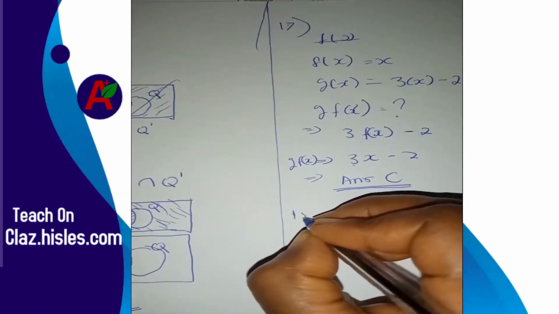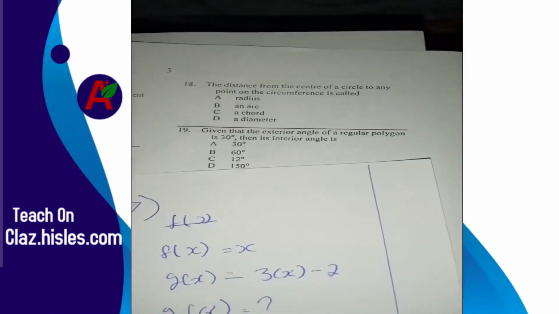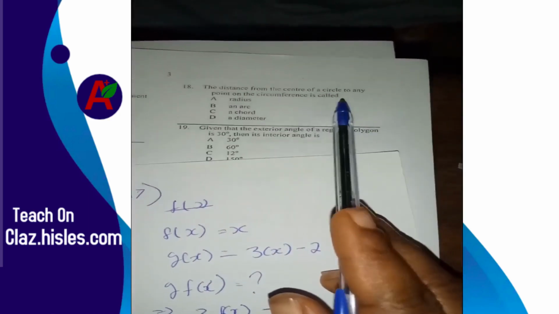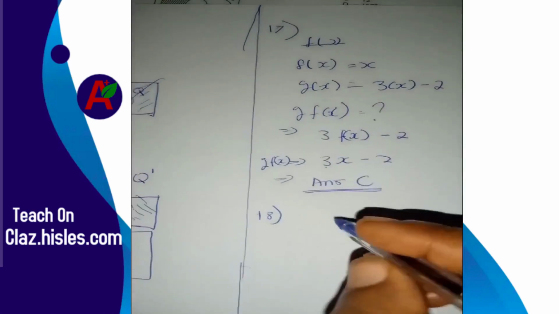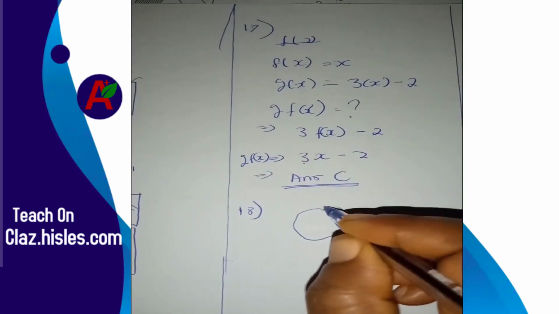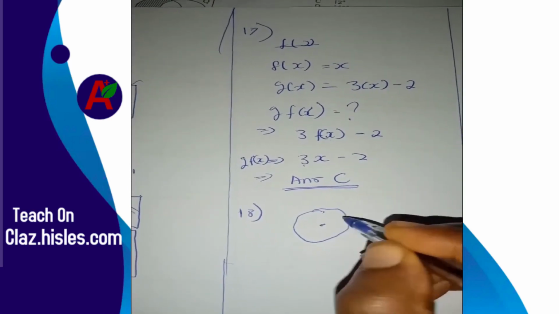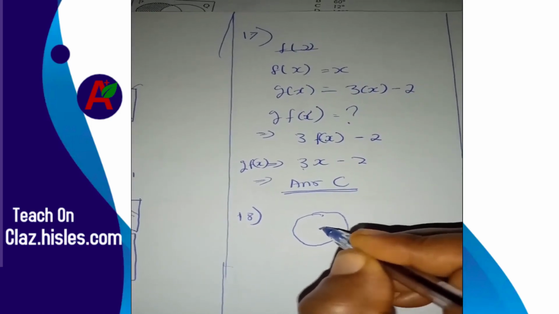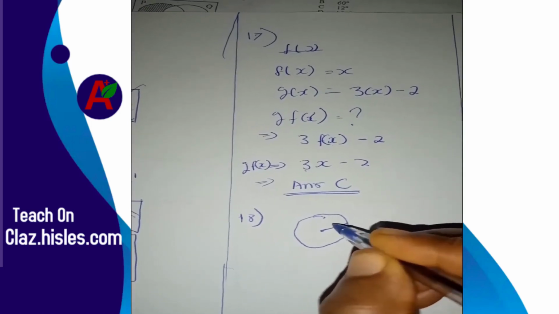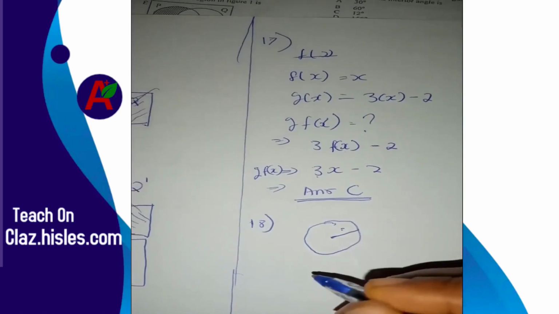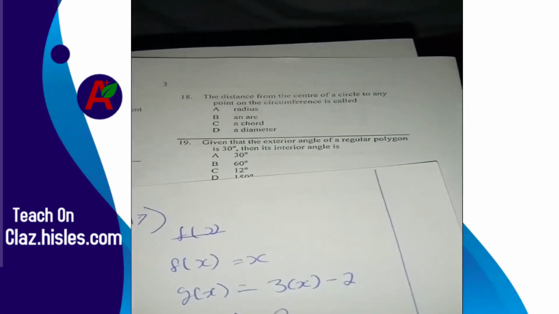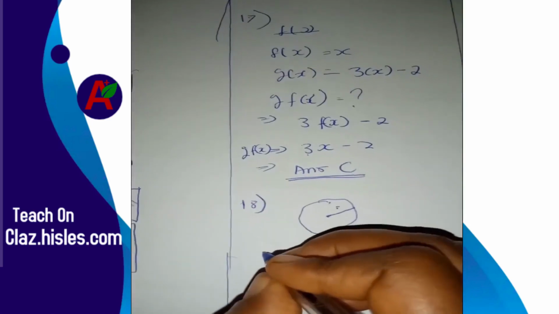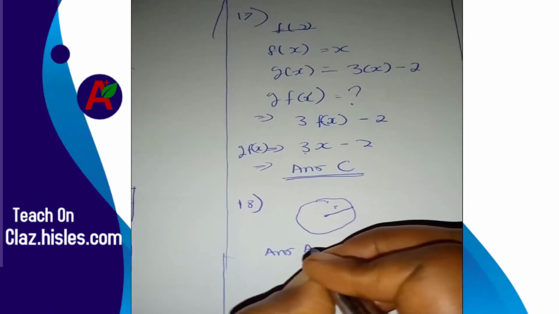Now number 18. The distance from the center of a circle to any point in the circumference is called. The answer is obviously radius. Don't forget the center of a circle to any point. This is the circumference. This is the center, circumference, any point in the circumference. Any point in the circumference is called the radius. So the answer to number 18 is A.